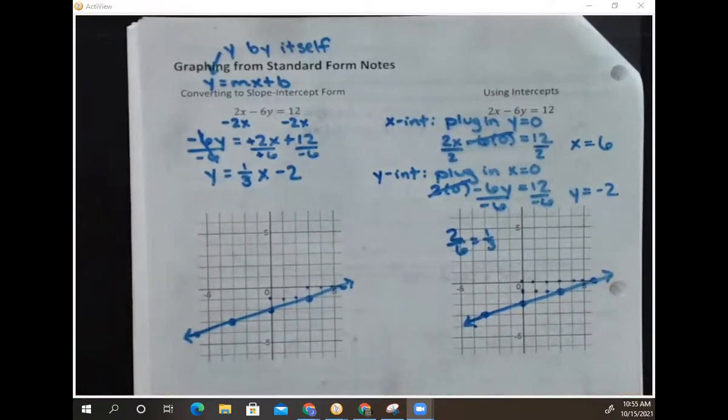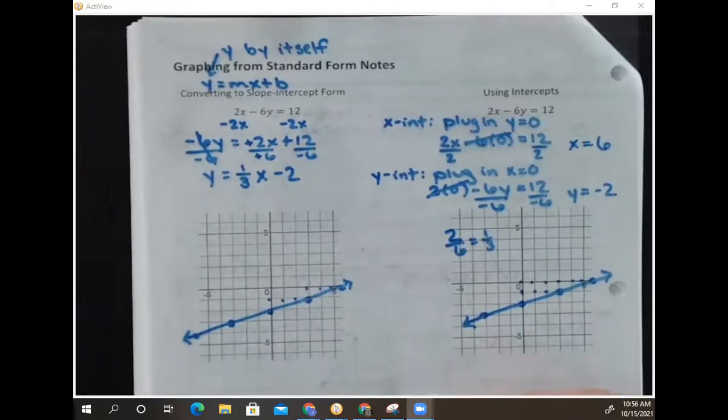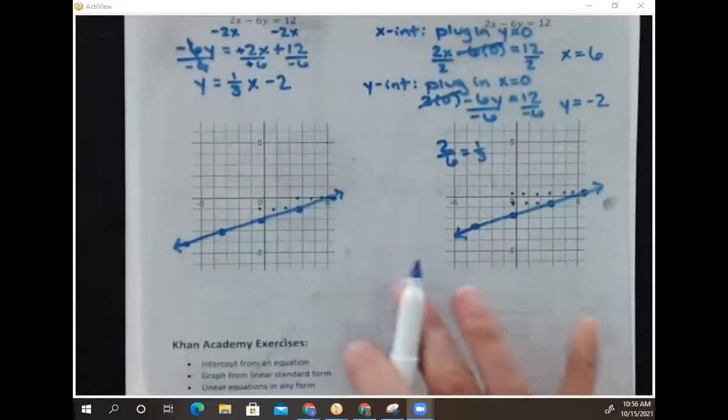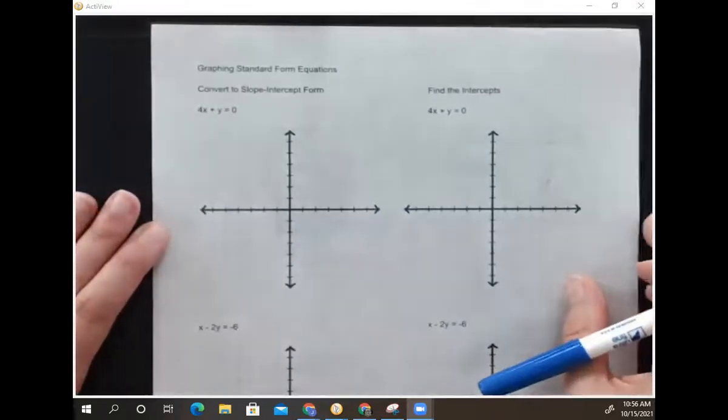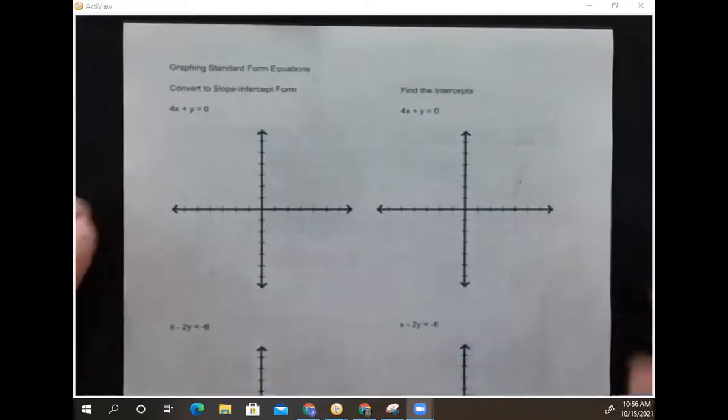I have just a couple more graphs I want to go through with you guys. So if you want to work through changing to slope-intercept form or finding the intercepts in some of that spare space down at the bottom of your page, that would be great. You could even, if you want the practice, graph them on the coordinate planes that you've got there. Again, these are just a couple extra practice examples.